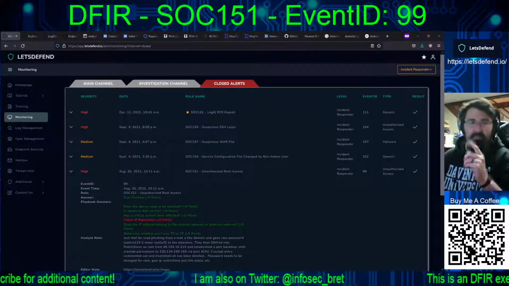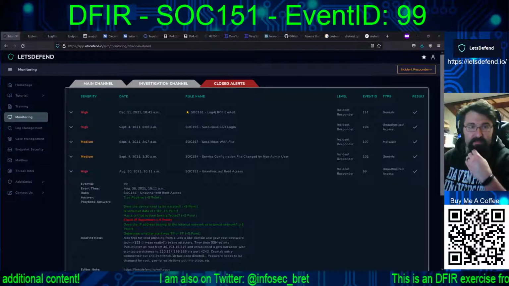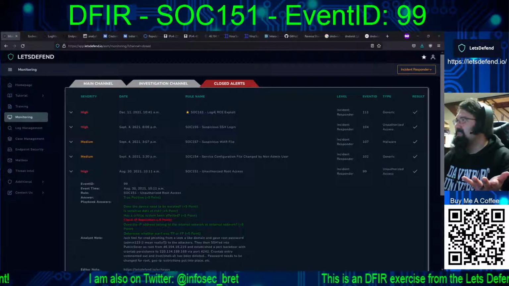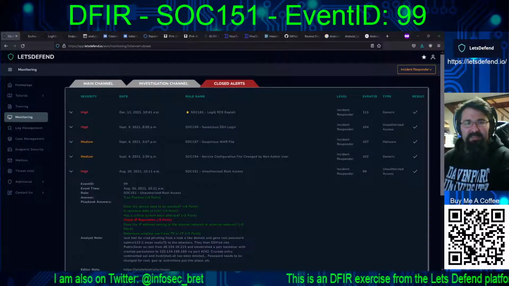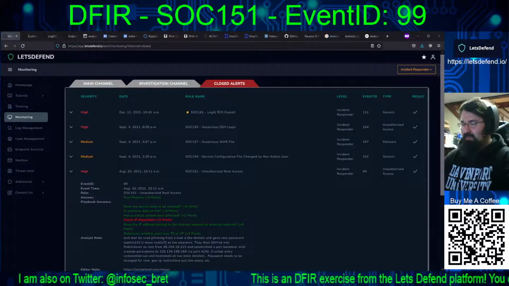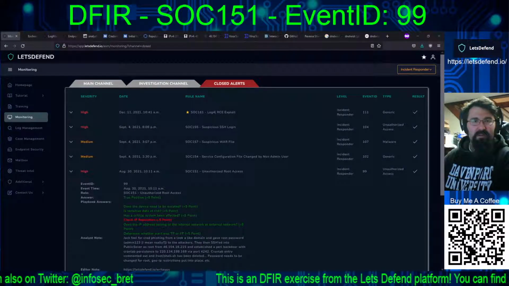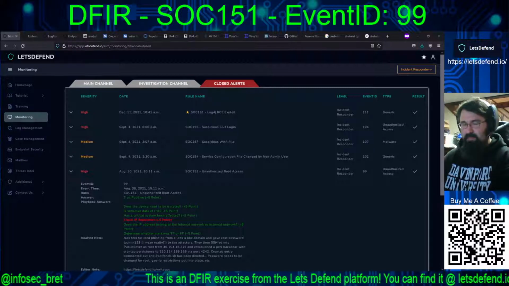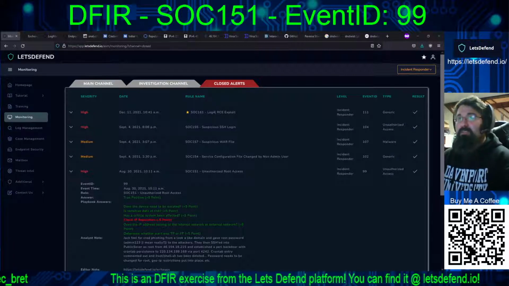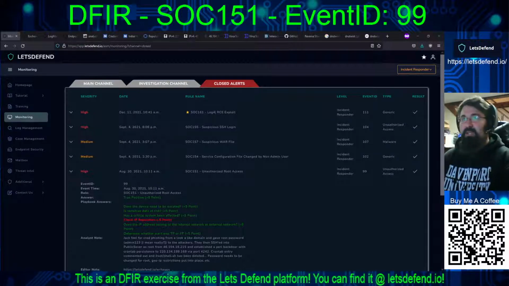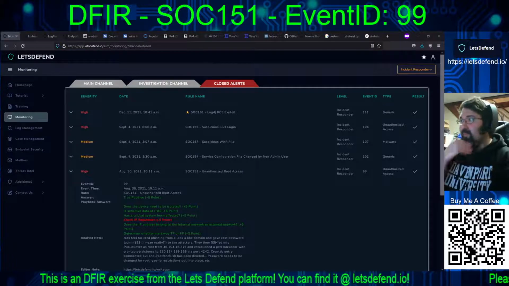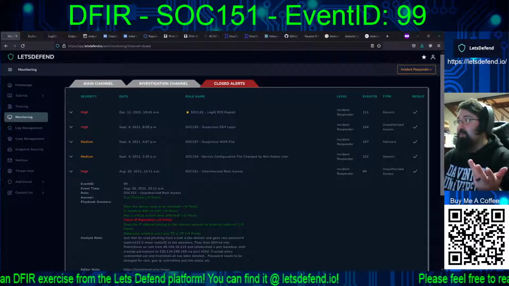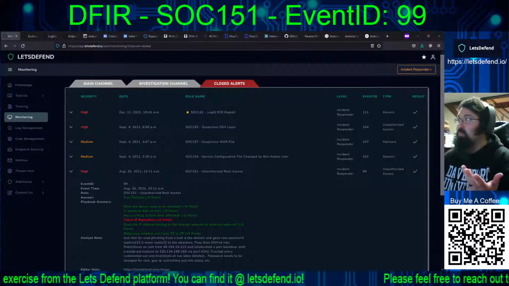Okay, so got a couple of notes to go back with. Does the IP address belong to, okay, that's simple enough. I think those are the only things that really draw this out. So it's SOC151, EventID 99, just so I can give that to my contacts at Let's Defend. Because obviously, this should all prove it for everybody, right? At least that's what I'm shooting for.